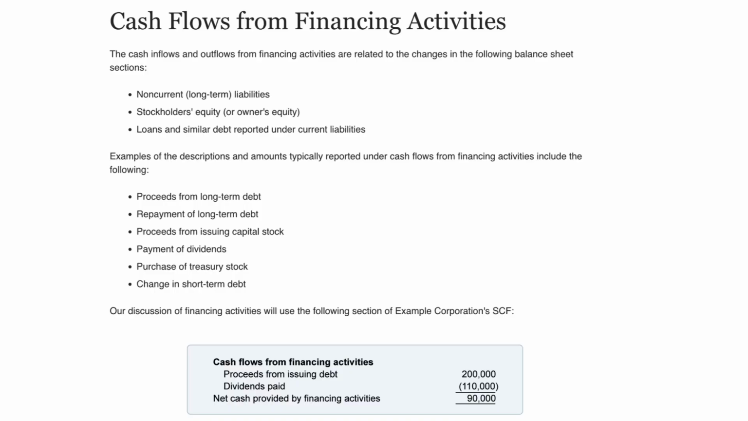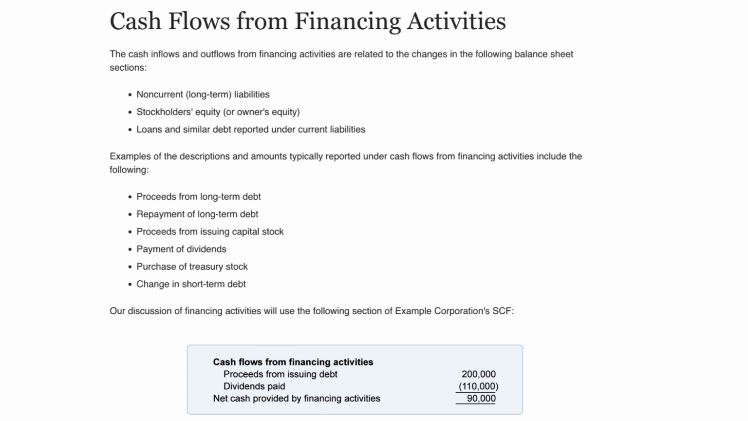Cash flows from financing activities. The cash inflows and outflows from financing activities are related to the changes in the following balance sheet sections: non-current, long-term, liabilities. Stockholders' equity, or owner's equity. Loans and similar debt reported under current liabilities.